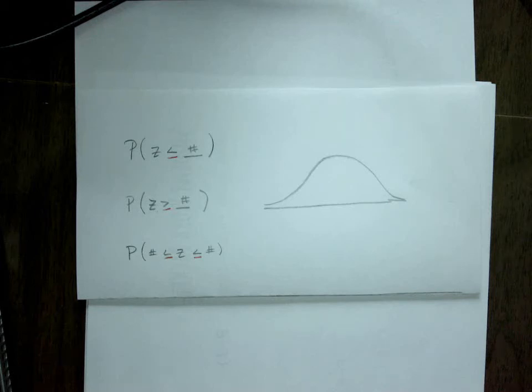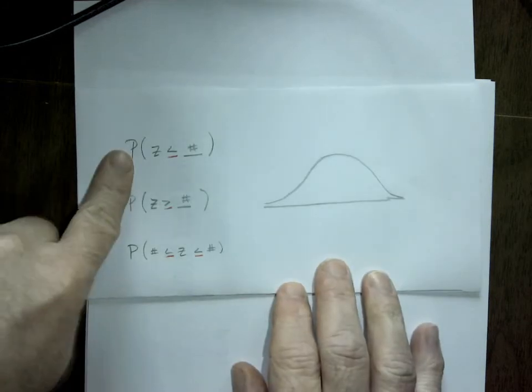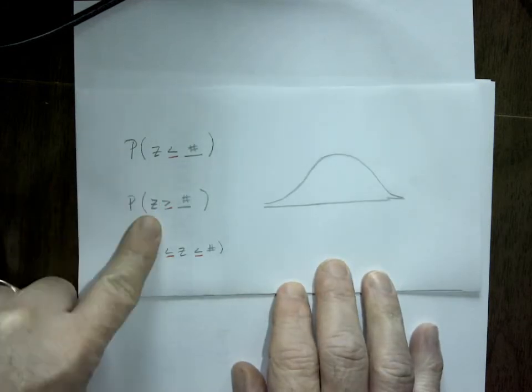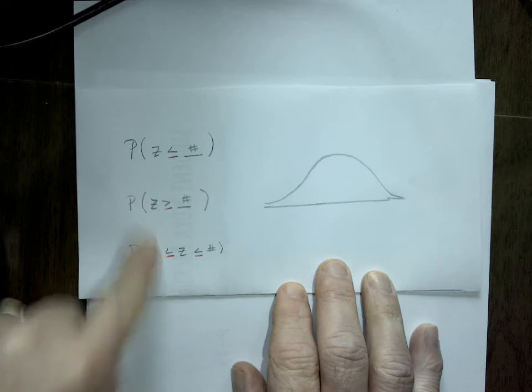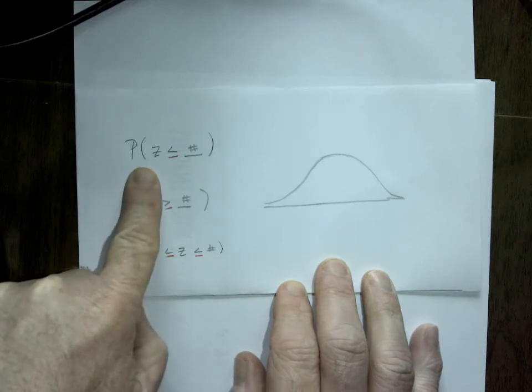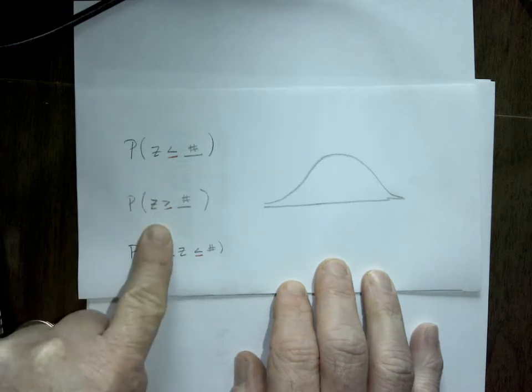Okay, so again, we're talking about how to find the probabilities under a normal curve. At first we said there were three types of problems: below a number, above a number, between a number. We've already looked at how to do below a number. Let's talk about how to do above a number.